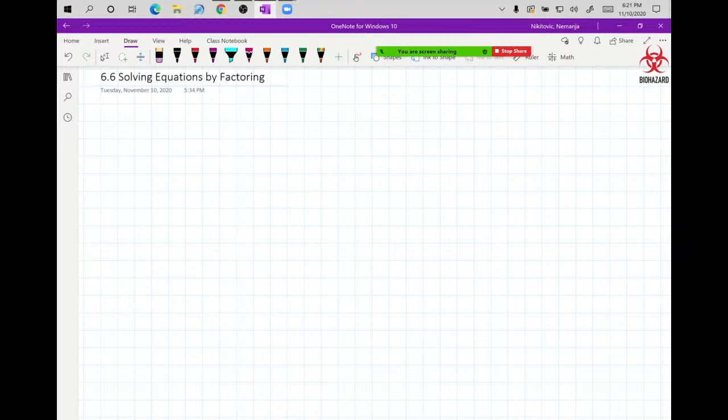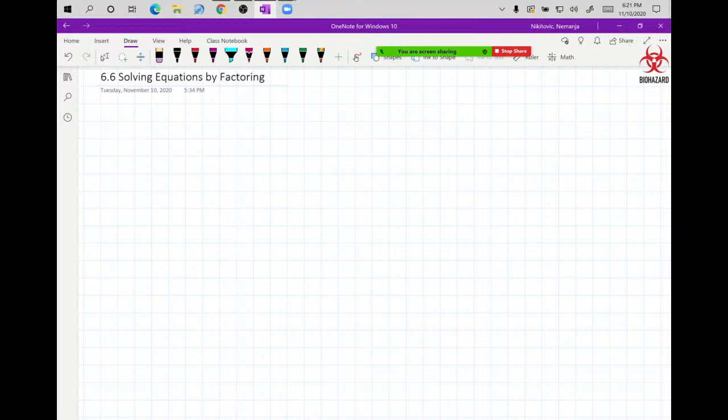So we skipped a couple of sections in chapter 6. Those are all part of intermediate algebra. So the only sections we cover are 6.1, 6.2, 6.4, and 6.6. So those four sections. And the rest are in intermediate.